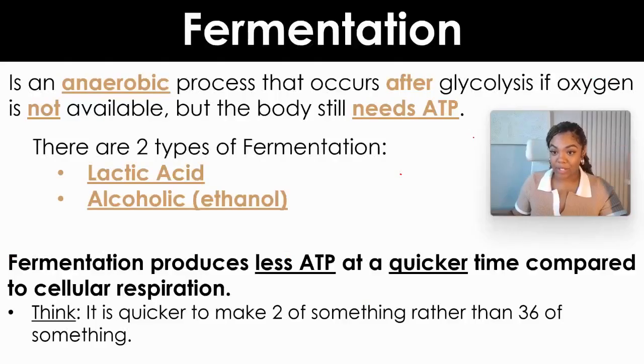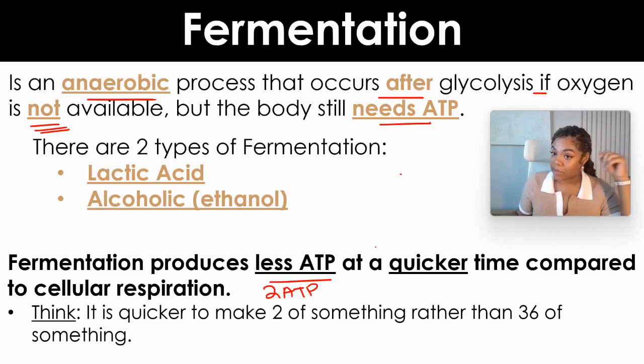So what is fermentation? Fermentation is an anaerobic process that occurs after glycolysis if oxygen is not available, but the body still needs energy or ATP. There are two types of fermentation. You have lactic acid and you have alcoholic or ethanol fermentation. Here's what we want to name. Fermentation produces less ATP, specifically 2 ATP only, at a quicker time compared to cellular respiration.